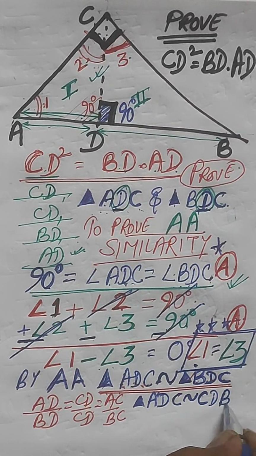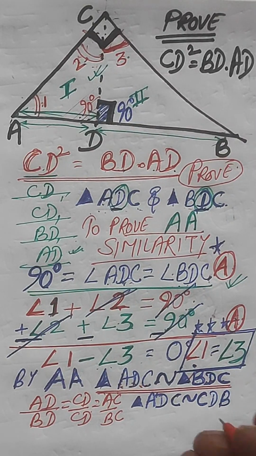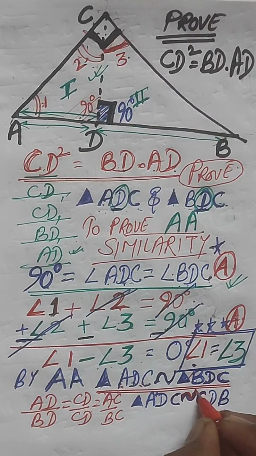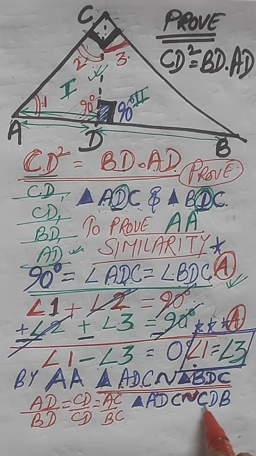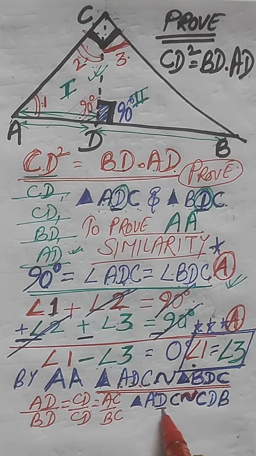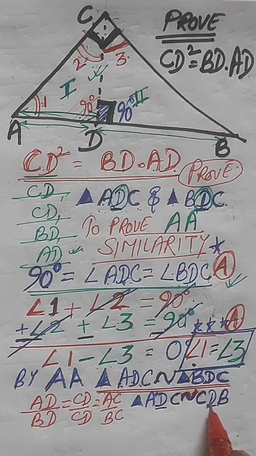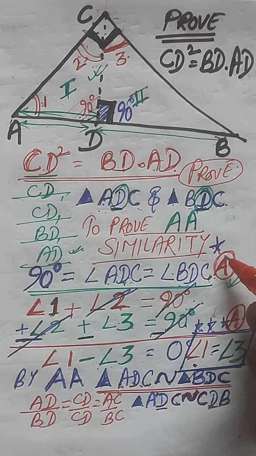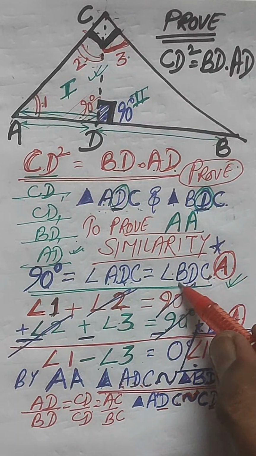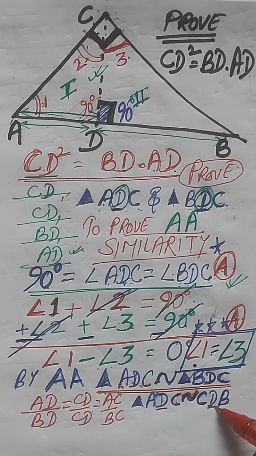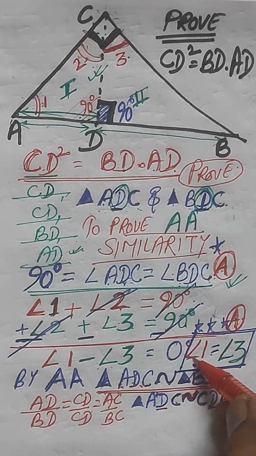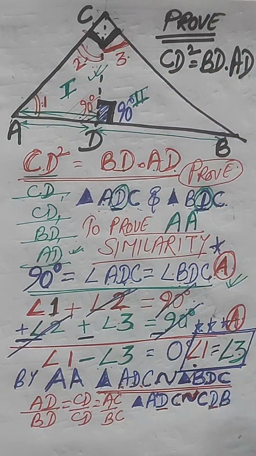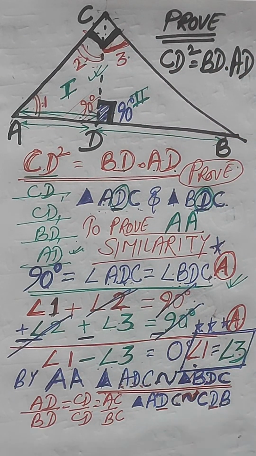CDB. Why we are doing it? Let me explain why I am doing it. Because if I change the sequence of one of the triangles, then you can see angle D will be the same, that is angle ADC is equal to angle BDC. This criteria which we have proved is still valid for this sequence, right? And angle 1 is already equal to angle 3, which we have proved here, right? So if we change the sequence, what will happen?